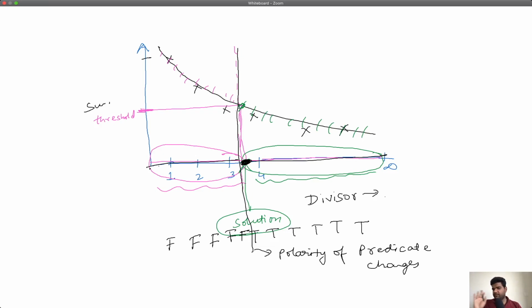Right? So if that makes sense, now you can think about some predicate which will enable you to do this. You just want a way to distinguish the pink bubble from the green bubble. How would you do that? If you see the pink bubble, for every number in the pink bubble, you get a sum which is greater than the threshold. Right? And for every number in the green bubble, you get a sum which is less than the threshold.